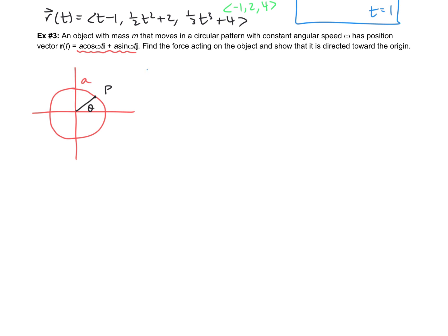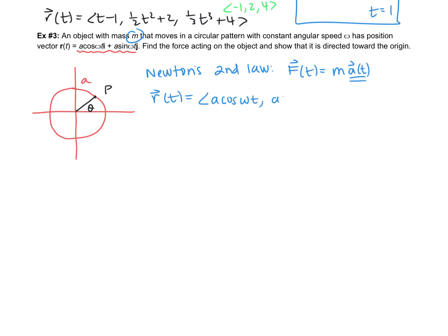Okay, so this relates to, for you physics people, Newton's second law. Force at time t is equal to ma. So mass, we already have, that's m. We need a vector for acceleration. So we have our position vector. It's a cosine of omega t, and then a sine of omega t. So if we take the derivative, then we're going to get velocity.